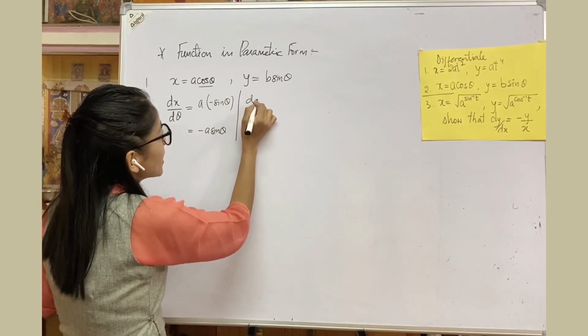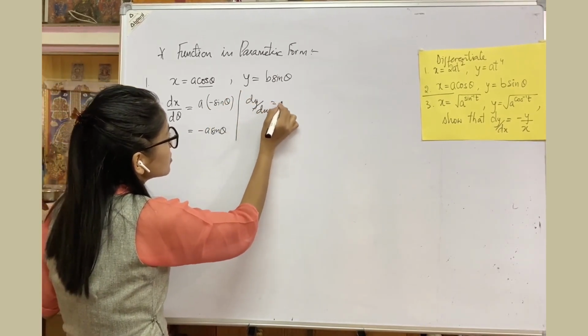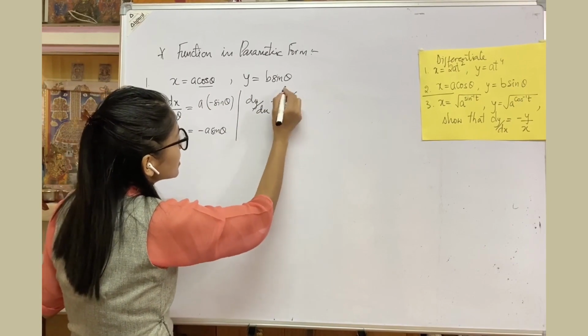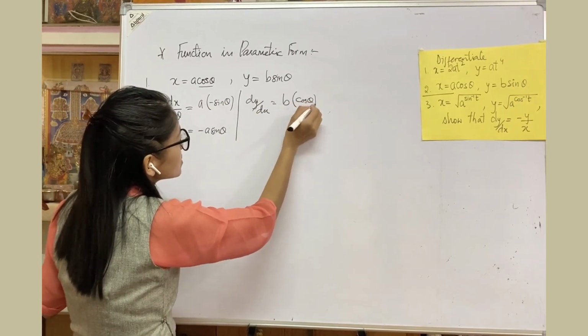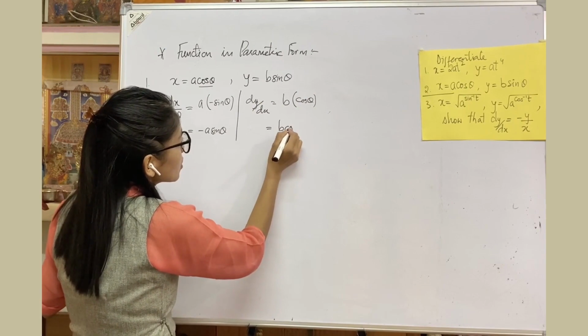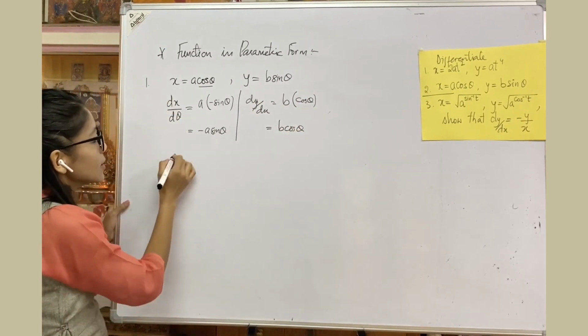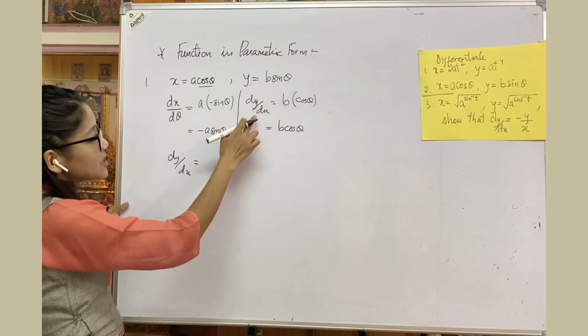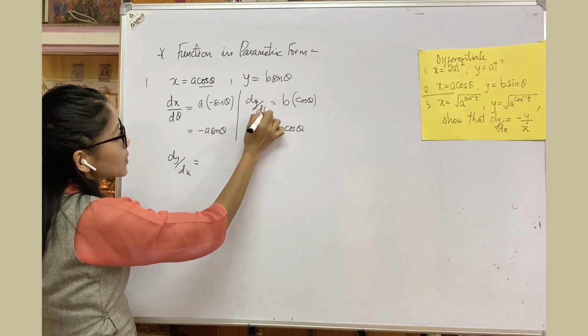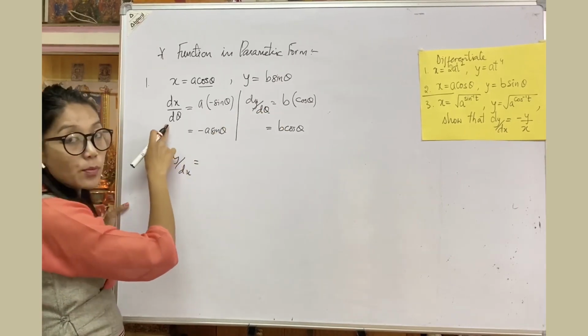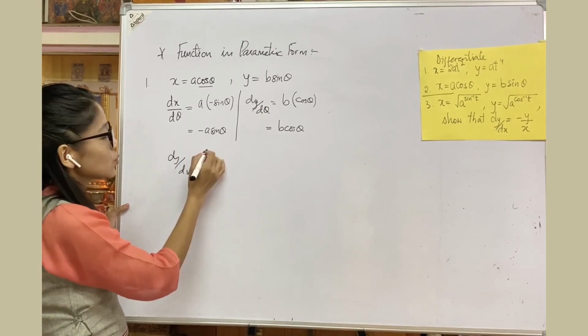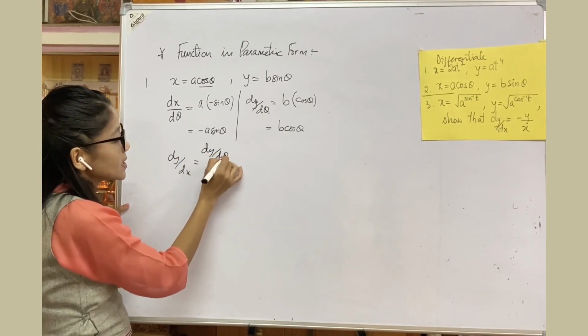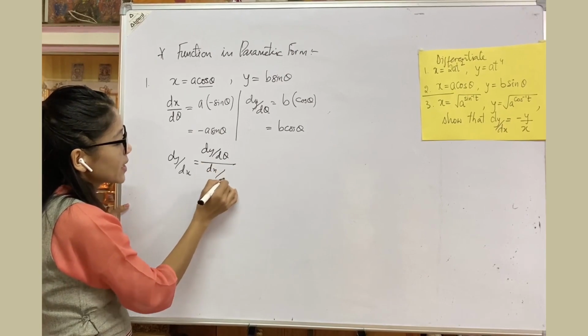And dy by d theta is equal to b as it is. What is the derivative of sin theta? That is cos theta. So that is b cos theta. So we have dy by dx is equal to, sorry, this is theta, dy by d theta upon dx by d theta. So we have dy by d theta divided by dx by d theta.